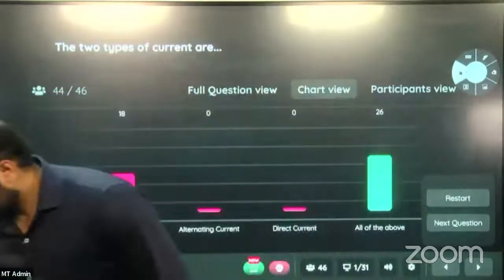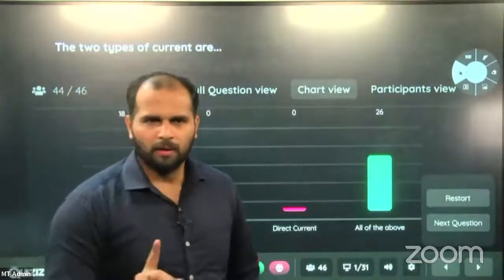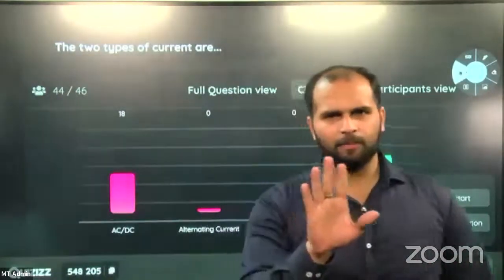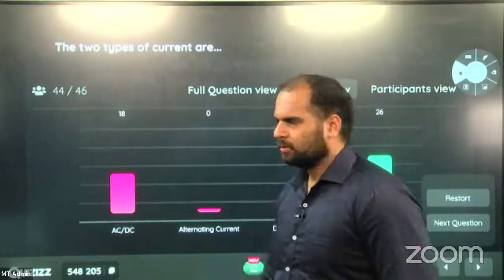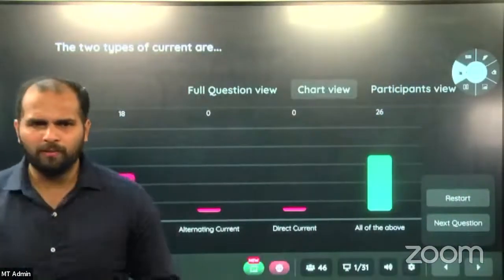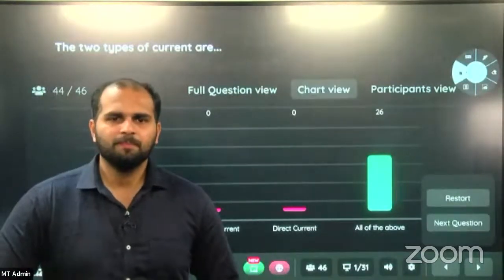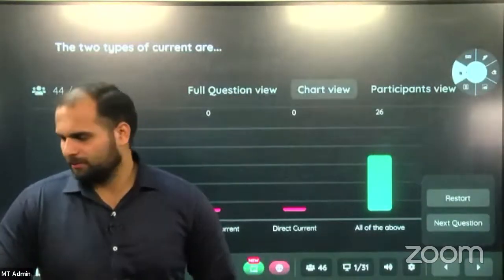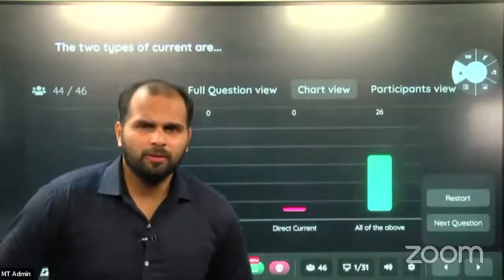Am I clear with this part, everyone? Yes, Sarthak. Right, so these 18 kids, you are correct, no problem. It should have been AC plus DC. Okay, so obviously now, can anyone tell me what is the full form of AC? AC is alternating current, DC is your direct current.